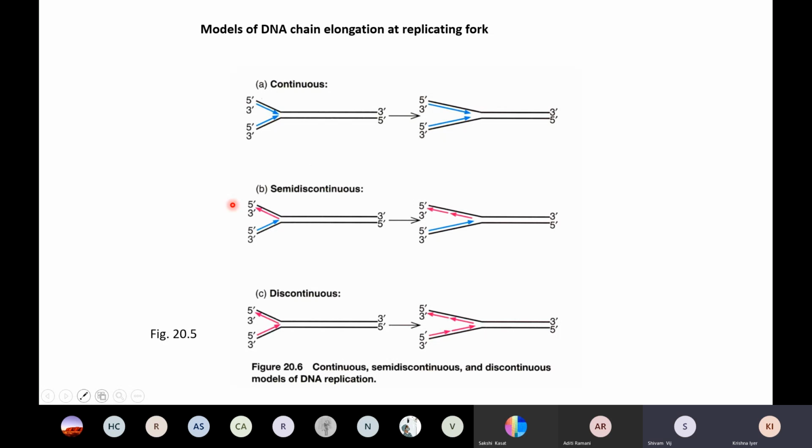Why we say semi-discontinuous? So that now you realize, yeah. Hello. Hello, hello. So I can hear you.